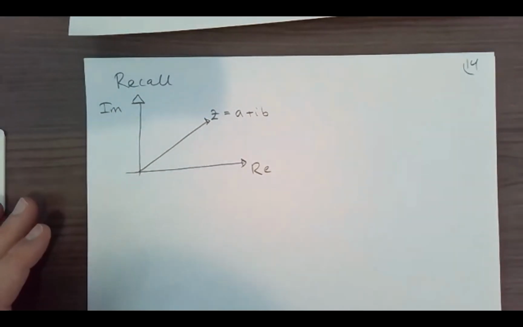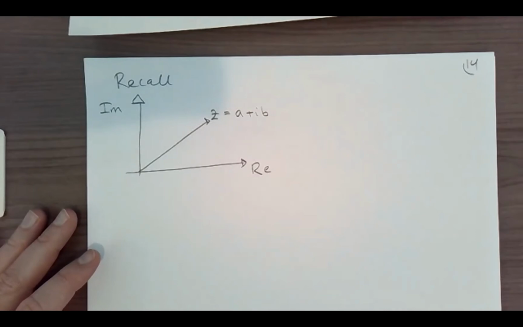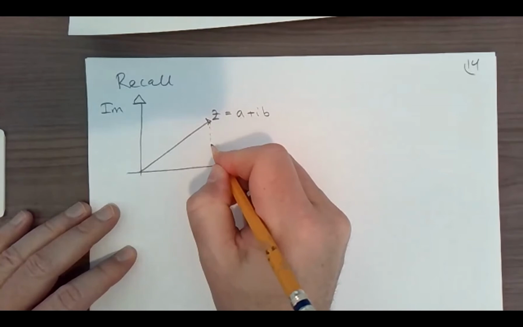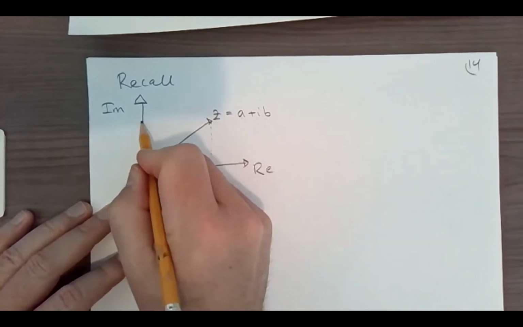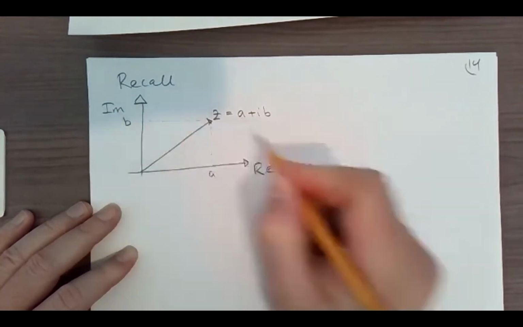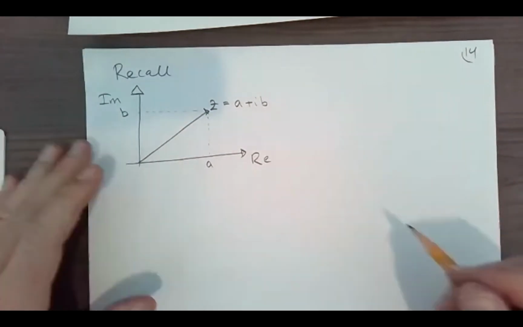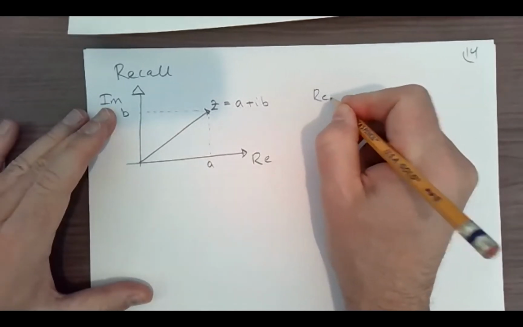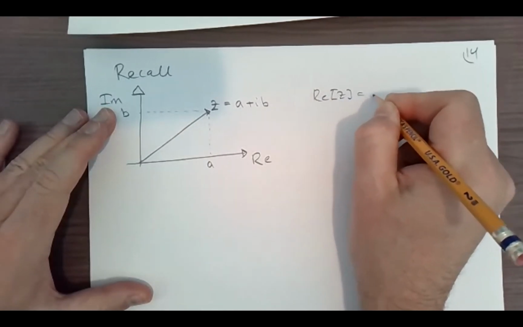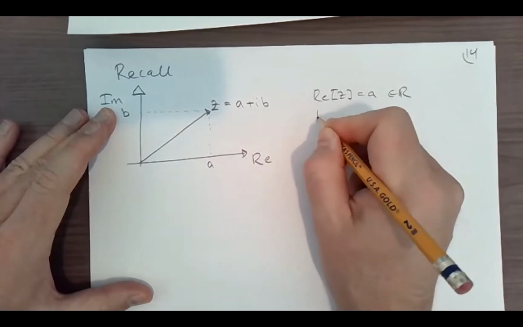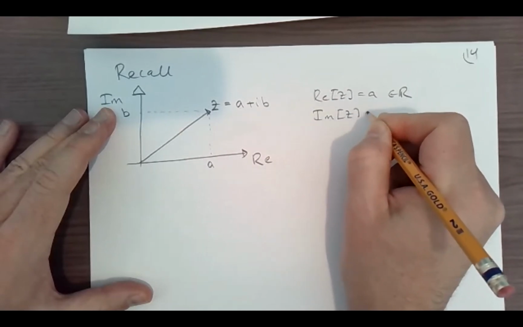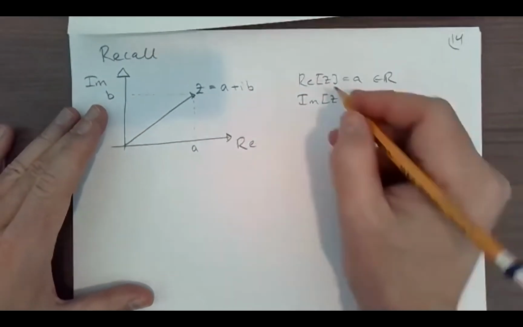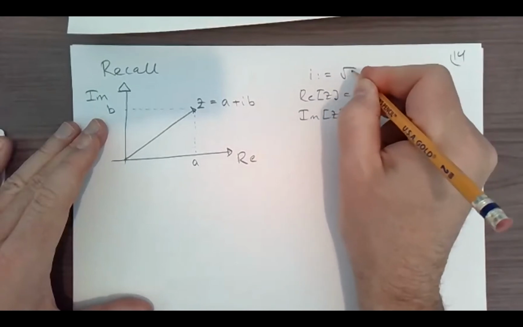It's like a polar representation. Thinking about the real part, this is going to be a. The imaginary part is going to be b. Both the real and the imaginary part are going to be real numbers, right? So the real part of z is my a, and that's a real number. The imaginary part of z is going to be b, and that is also a real number. Like i here, this is the square root of minus 1.